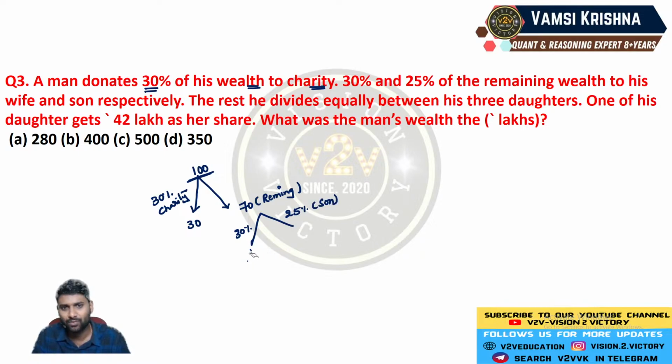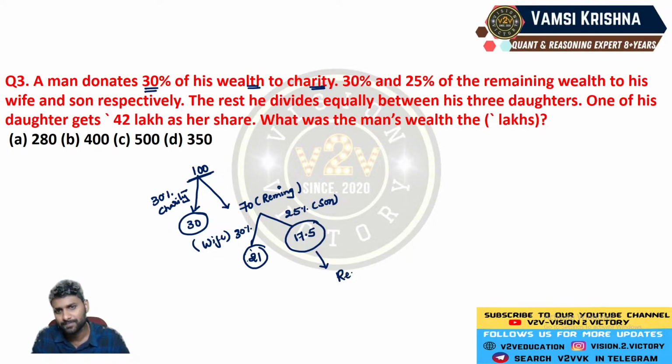Now just calculate: 30 percent of 70 means 21 units he gave to the wife. Next, 25 percent means 1/4 of 70. Guys, 1/4 of 70 is exactly equal to 17.5. So what do you understand? He gives 30 units to charity, 21 units to his wife and 17.5 units to the son. So now what is the remaining amount after the entire distribution? Here the remaining value is exactly equal to 31.5.